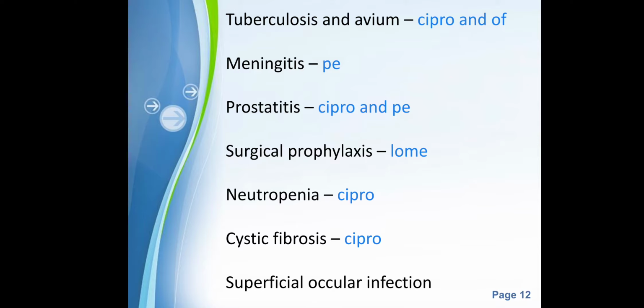Again, in its spectrum there was Mycobacterium tuberculosis. So in tuberculosis it will be used, plus meningitis, prostatitis, surgical prophylaxis, neutropenia. Cystic fibrosis is a kind of lower respiratory tract infection, typically occurs in children, right? Genetically induced. And superficial ocular infection. In ocular infection this fluoroquinolone is the most commonly used group of drug, right?